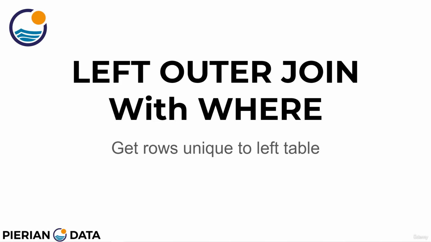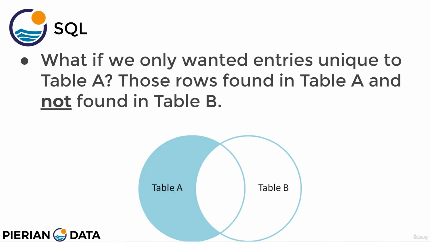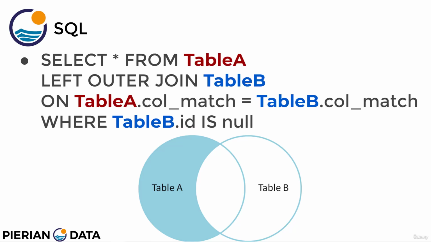Now we can further qualify this with a where statement to get rows unique only to the left table. So for instance, what if we only wanted entries unique to table A? Those are rows found in table A and not found in table B. So we're essentially just grabbing rows unique to table A, not found in this other table. The way we do that is by saying the following. We're going to again select from table A, do a left outer join on table B, specify the column to match on, and then we're going to say where table B is null. Because if table B is null, that means the resulting rows would only be unique to table A.